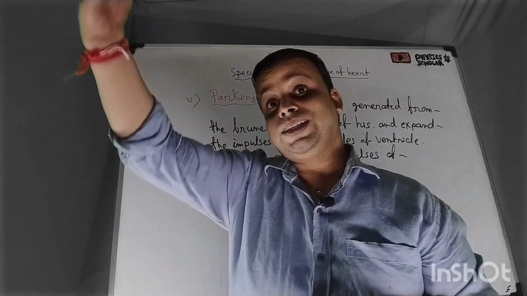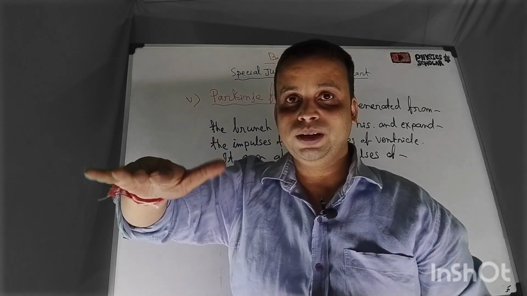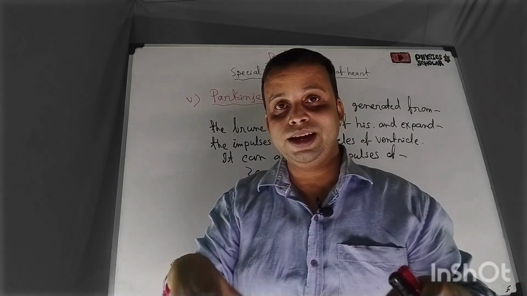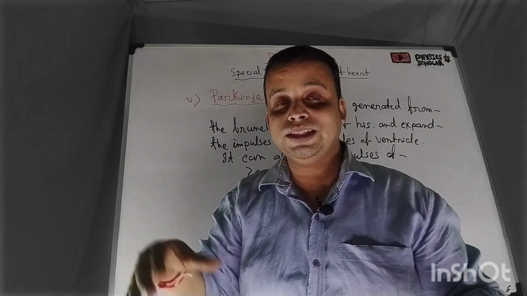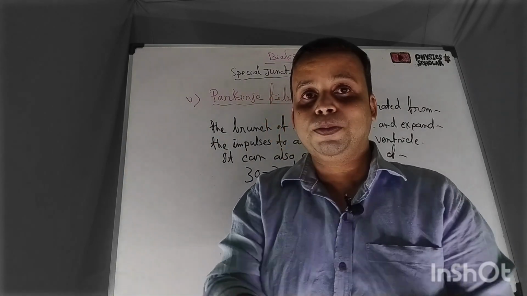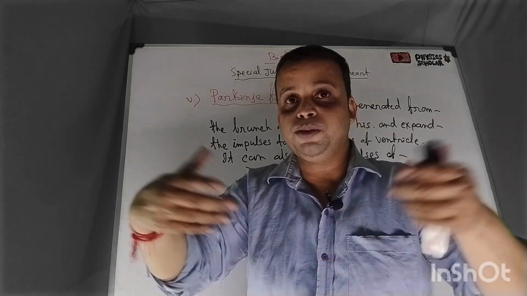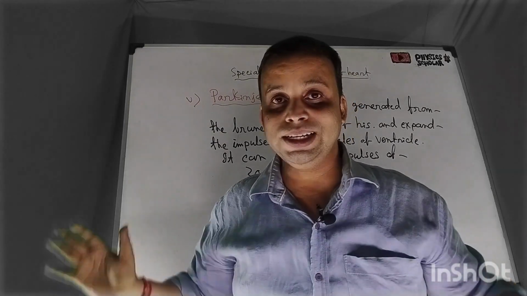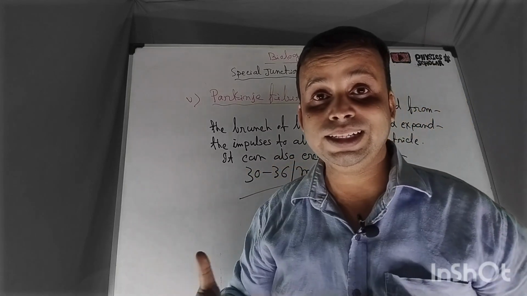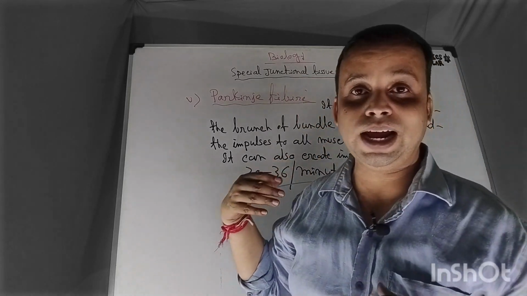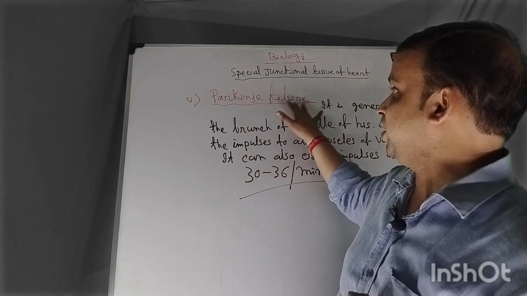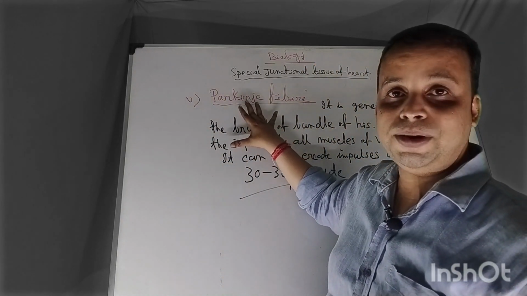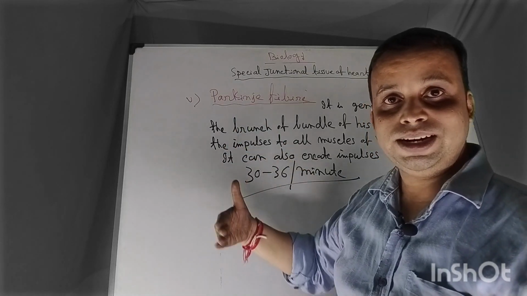So it goes first SA node, then AV node, then the bundle of His, then Purkinje fiber. The bundle of His has branches, and from that branch the Purkinje fiber is generated, and it will spread. That is the ultimate thing it is doing: it spreads the impulses to the different parts of the papillary muscles of the ventricle. Clear? And it can also create impulses 30 to 36 times per minute. So this is the Purkinje fiber. So students, hope you have understood the different functions of the heart muscles. Now let us move to the next topic.